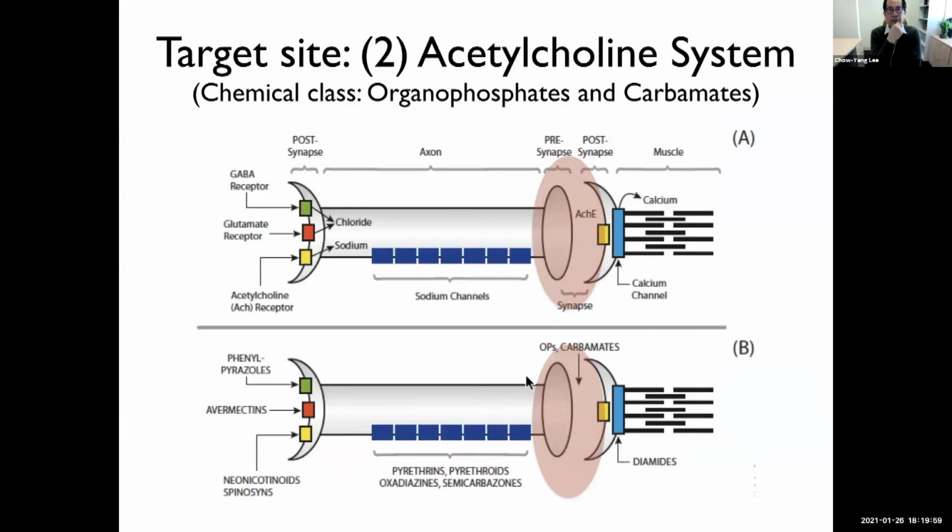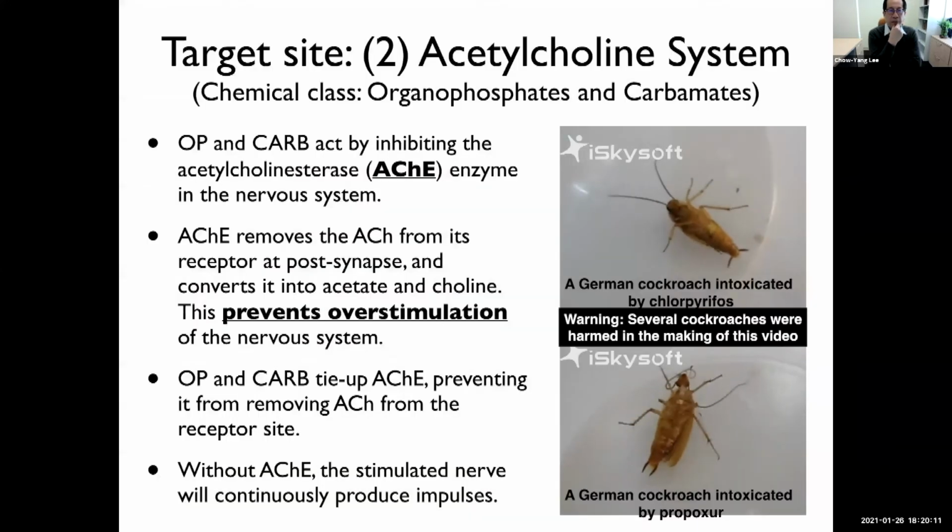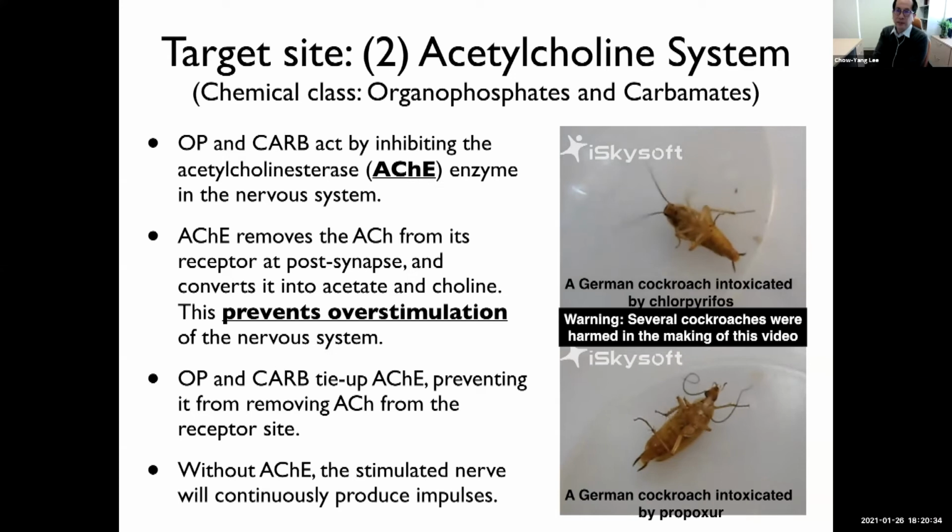The next target site is actually the acetylcholine system, and this refers to insecticides such as OPs and carbamates. As I mentioned before, once the acetylcholine moves over to the receptor and the job is done, acetylcholinesterase will then remove the acetylcholine from the receptor to prevent it from continuing to trigger impulses. But what happens with OPs and carbamates is that they inhibit the function of the acetylcholinesterase enzyme from doing its job, okay?